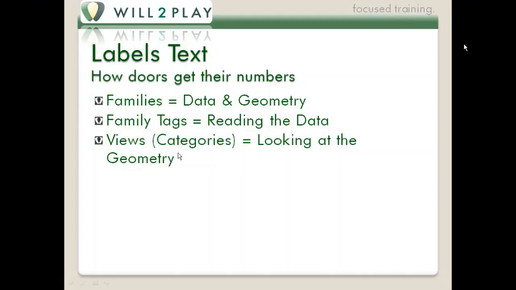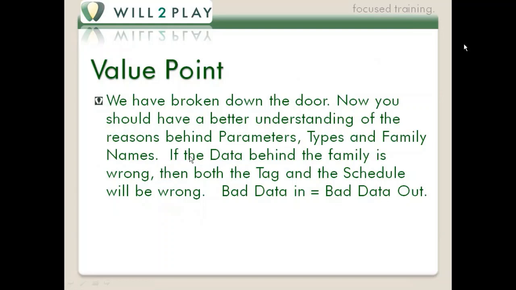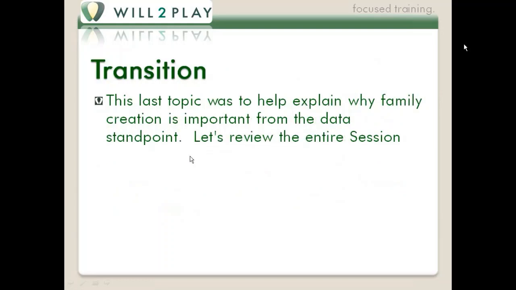You got labels. They are looking at data in that family. And those labels are a whole different set of families that we will talk about when we get to labels. And they are exciting. So, yep. Instance versus type parameters. We get this. If you have problems with instance versus type at this point, I would very much like you to go back and watch session 1 and 2.